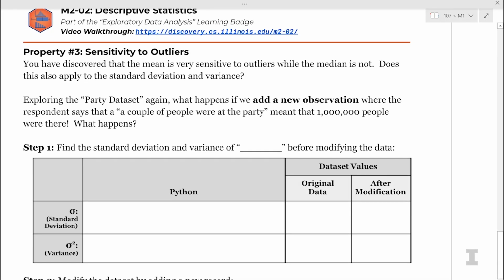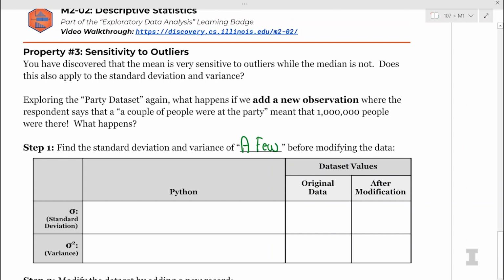We've done some, many, and a couple. What do you want to look at? Let's see. How about we look at a few? A few. So A and then capital FEW? Yep, that's exactly what it is. All right, so we're going to look at the standard deviation and variance of a few.